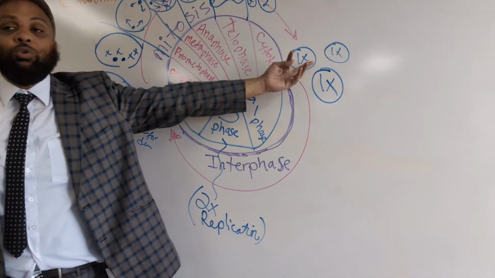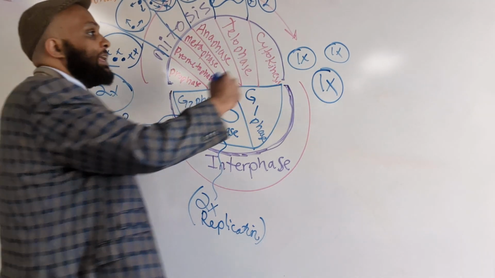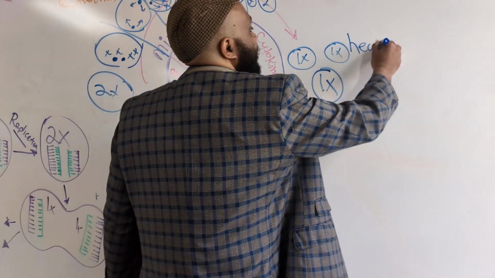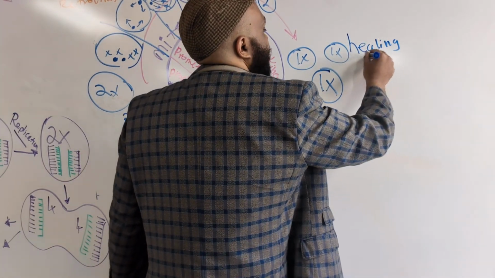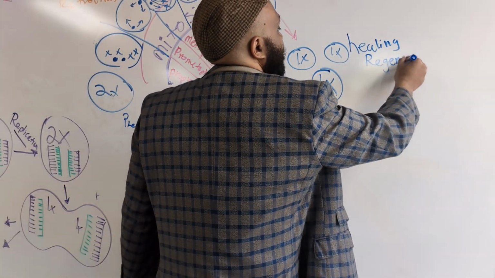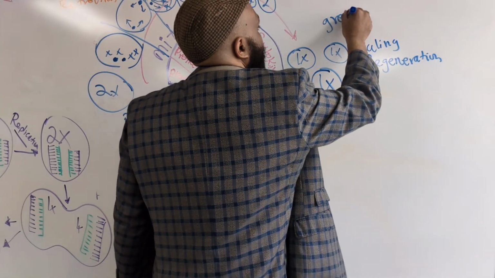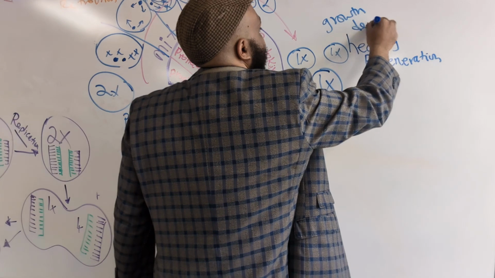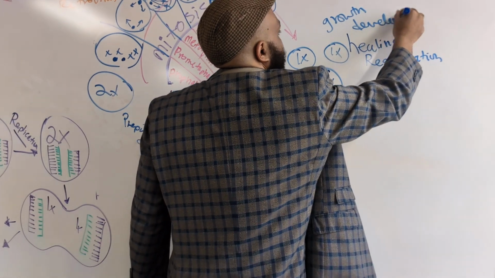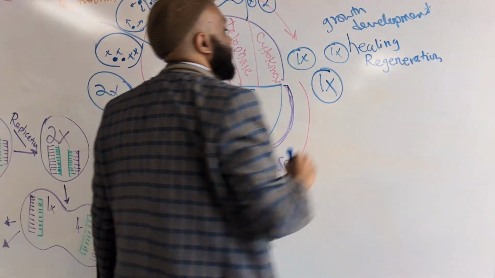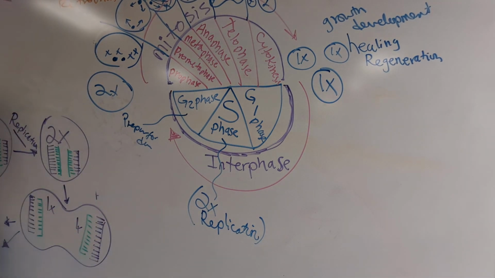So now I have two cells. I need that for healing, for regeneration, for growth, and for development. That's very important. So that was replication, and that was cell division.